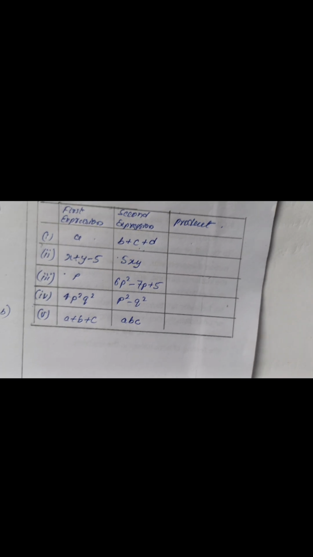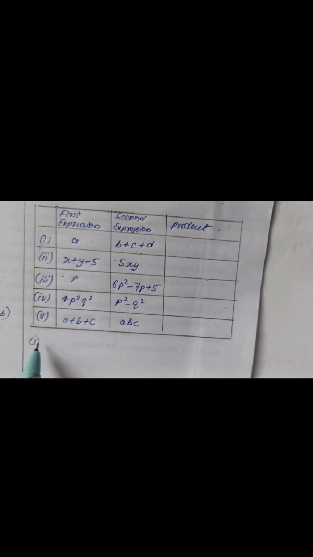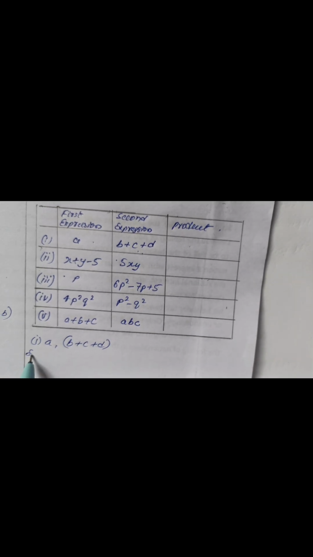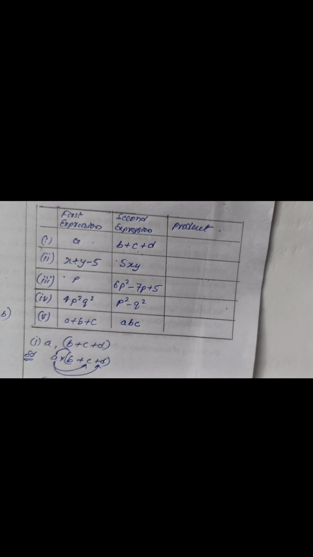Okay, so let's start with the first one. a, and b plus c plus d they have given. So the solution is a into b plus c plus d. We need to multiply this a with b, then c, then with d. So first we will do a into b plus a into c plus a into d.